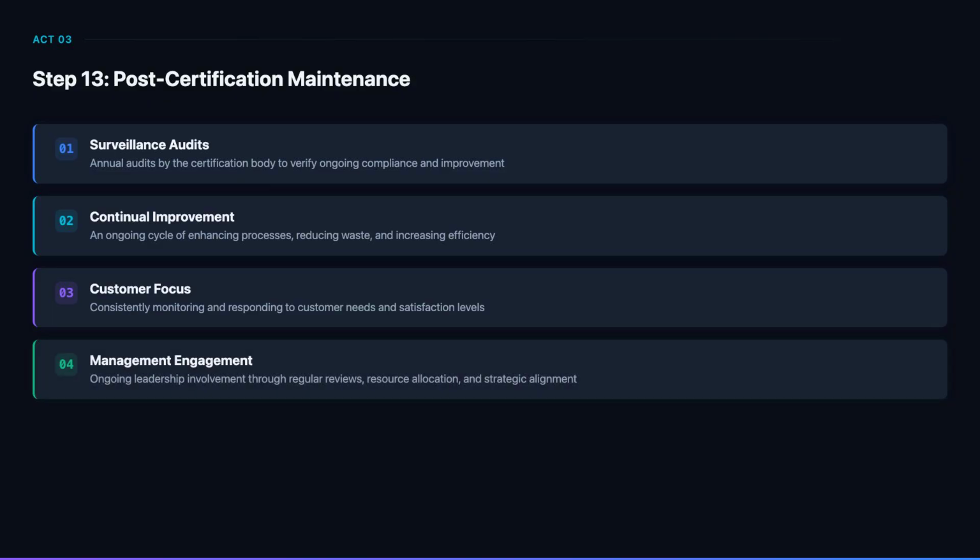Leadership engagement must continue beyond certification. Regular management reviews, strategic resource allocation, and active involvement in quality initiatives ensure that the QMS remains aligned with organizational goals and continues driving improvement.